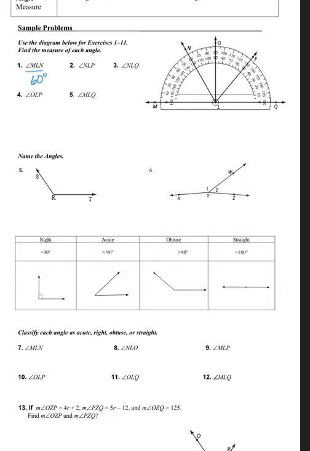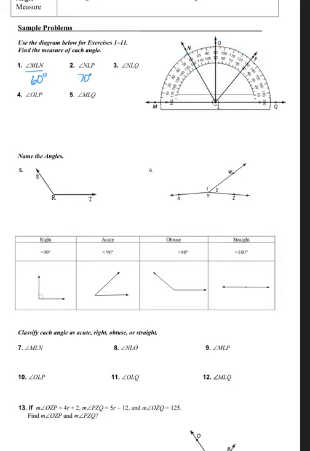Now we'll look at the next one, NLP. So we start at N, go down to L, and go over to P. So NLP. All right, so this time, it's not on 0. So we want the distance from this point to this point. Well, N is at 60, and P is at 130. So we're just going to subtract those two numbers. So 130 minus 60 is going to give us 70 degrees. Or you could count it: 10, 20, 30, 40, 50, 60, 70 would work as well.